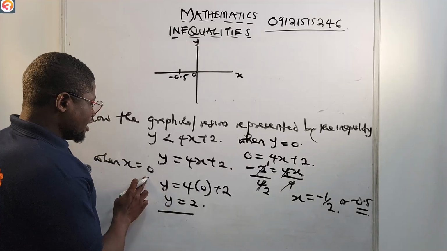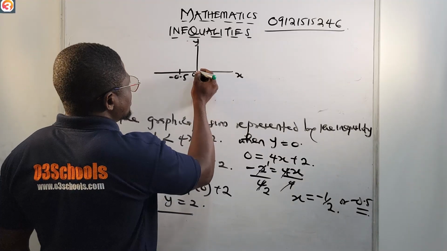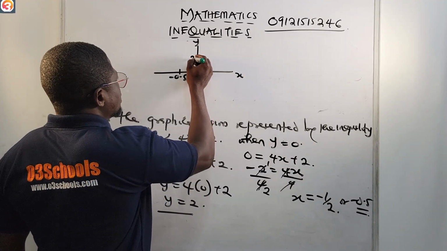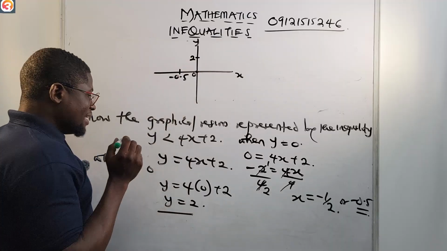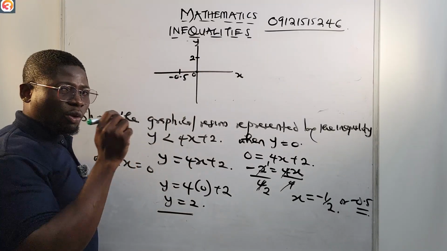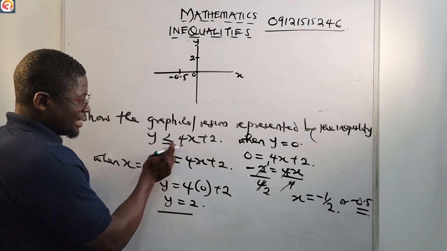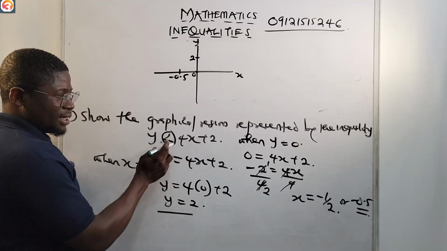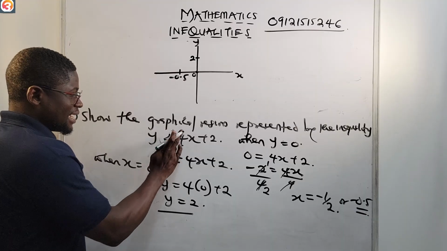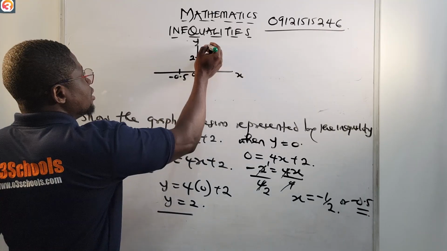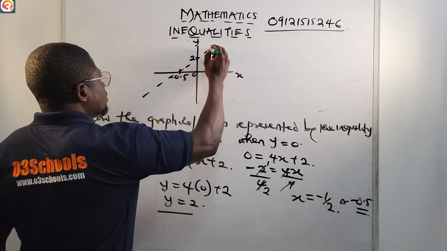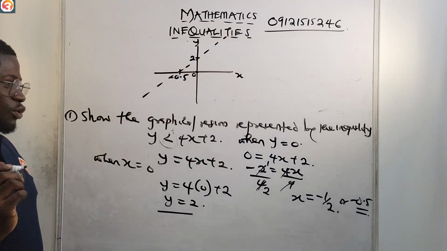Now, when x is 0, y is 2. When x is 0, they say y is positive 2. Okay? Now, is it a strict inequality or a weak inequality? You can see already here that it's a weak inequality. Okay, this is a less than sign. Because it's a weak inequality, I'm going to use broken lines to represent the inequality.